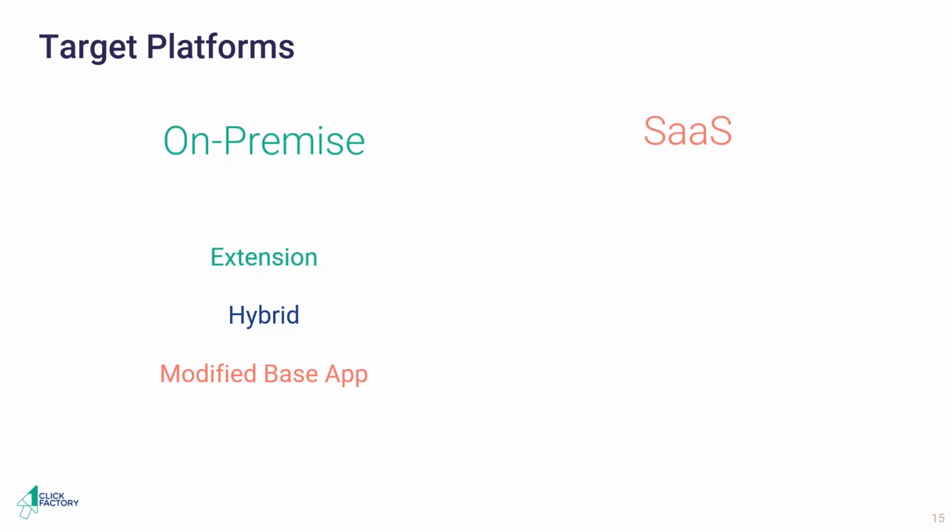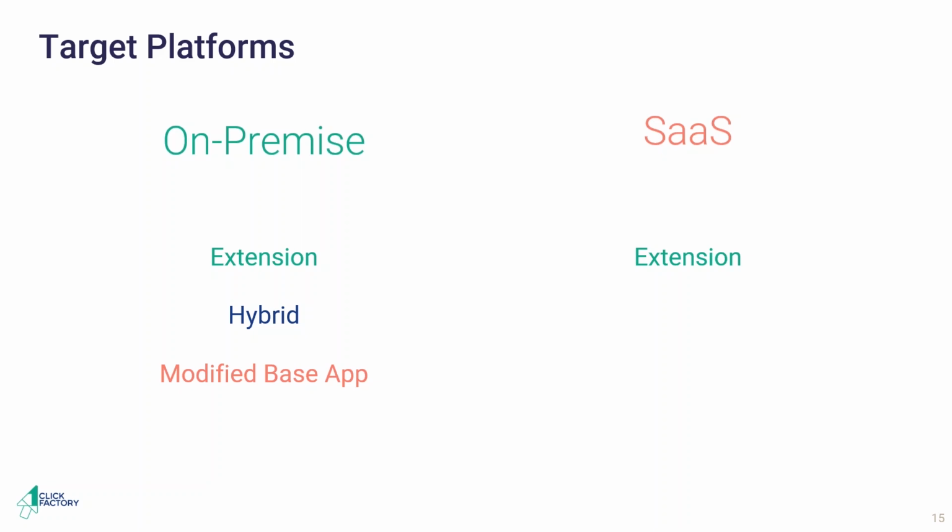On the SaaS version of Business Central, since we cannot connect through PowerShell and we cannot modify the base application, the only way to modify a SaaS solution is by having an extension. And these are the differences between these two platforms. On the on-premise release, I can have these three models: an extension, a hybrid, and a modified base application. On the SaaS version, I can have extensions, and that's about it.